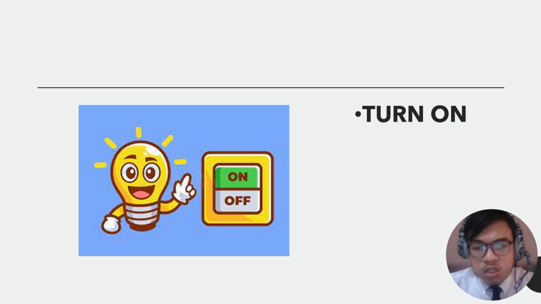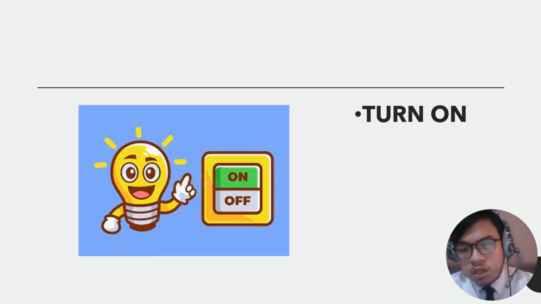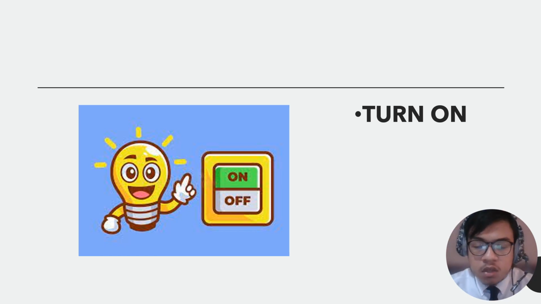Let's go to the next word. The next word is turn on. Turn on. Excellent. Nice pronunciation. Can you see in the picture an example, when you turn on the lights of your bedroom or the bathroom, for example, or yes, turn on the TV.